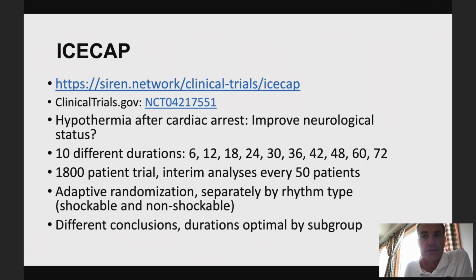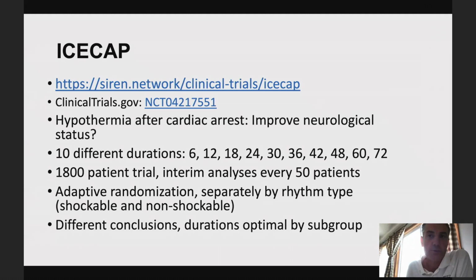It's actually standard of care in many hospitals. But there's a lot of things unknown about this. There's no large trial showing that this is actually effective. And the duration of cooling, it's unknown how long to cool individuals in this situation. So the trial design has 10 possible durations.